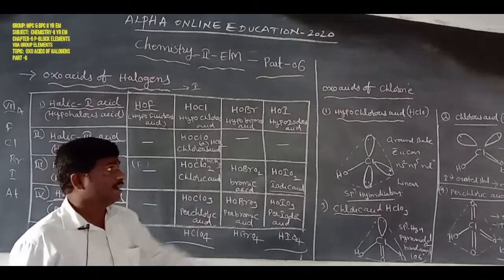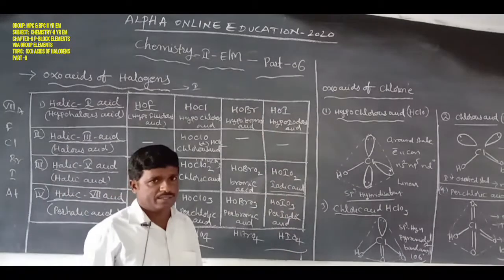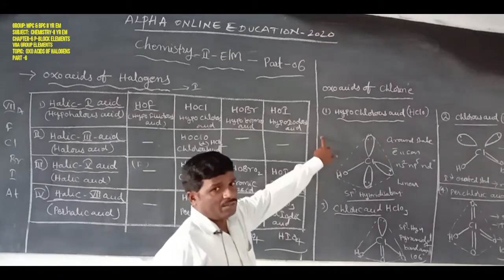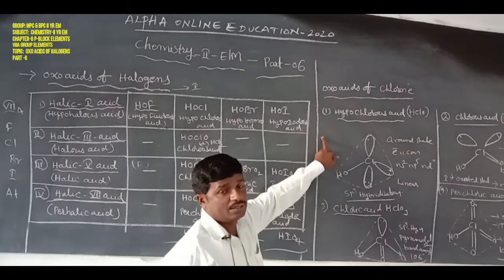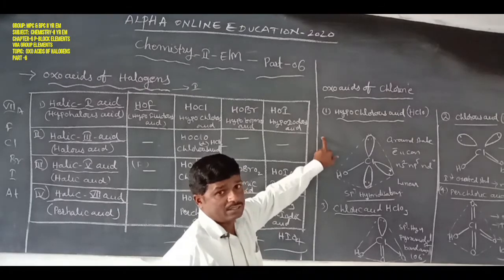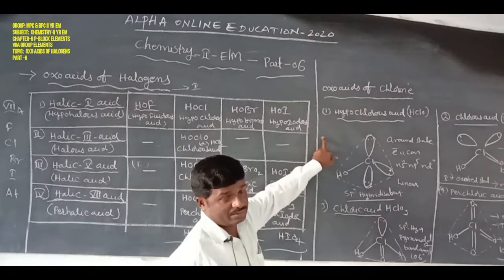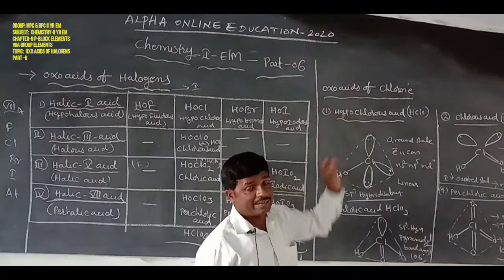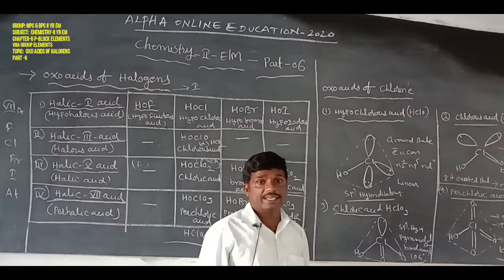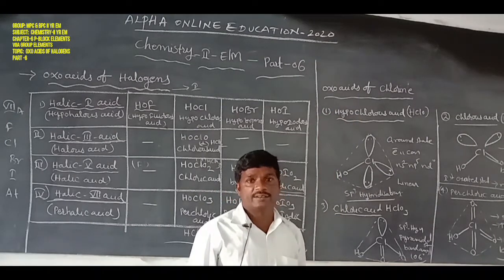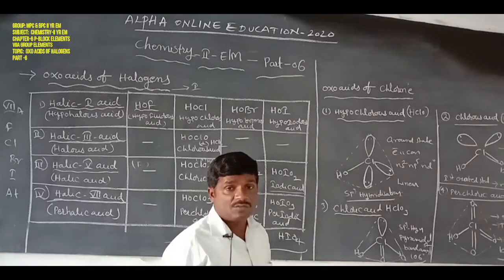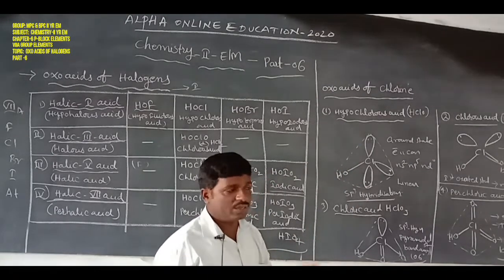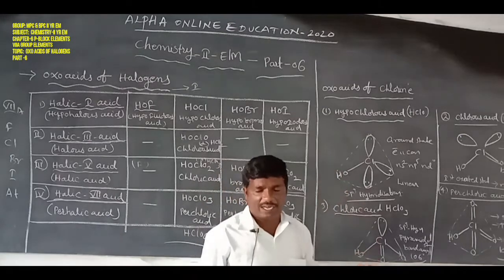Next, the oxo acids of chlorine. This is very important. What are the oxo acids of chlorine? Write the structures, hybridization, structure name and bond angle. This is a major important question in the annual examination. Chlorine forms 4 types of oxo acids.